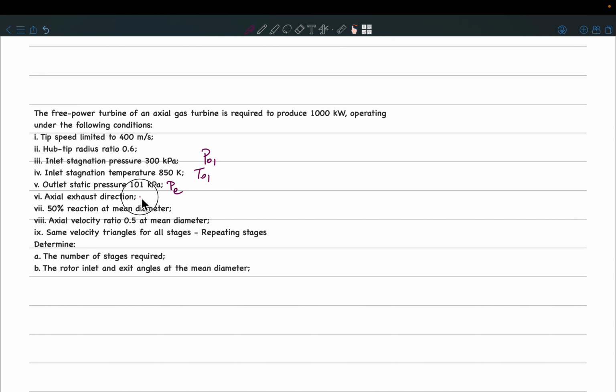Axial exhaust direction. So in the exhaust direction there is only an axial component, there is no tangential component. So what this condition essentially gives us is that there is zero swirl, right? Because the swirl velocity, the whirling velocity is 0. Okay. So C theta exit is 0. Alright. Then there is also 50% reaction at mean diameter. So R is equal to 0.5 at RM. This is given. Okay. Axial velocity ratio 0.5 at mean diameter. Alright. And then same velocity triangles for all stages. So this again implies that C1 is equal to C3, right? What we discussed earlier. And then we have to find what is the number of stages required and the rotor inlet and exit angles at the mean diameter.